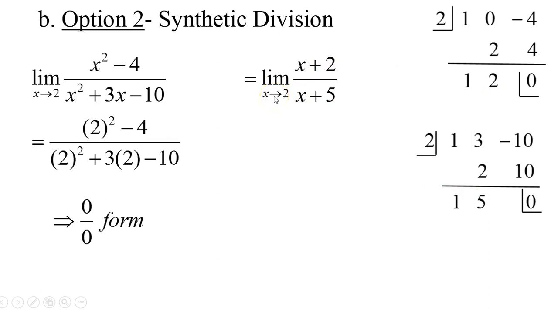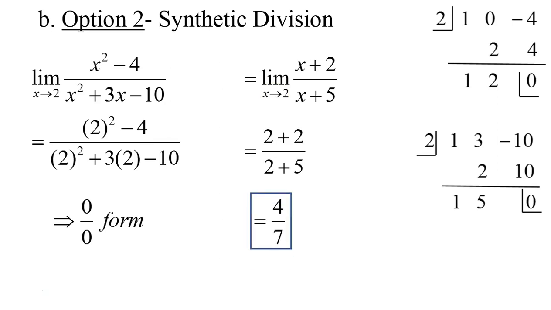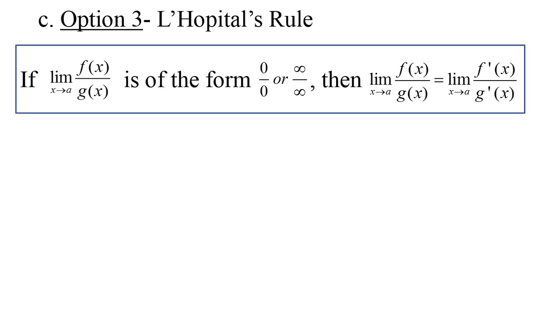Same limit as x approaches 2. Do your direct substitution now, and 4 over 7. And say, whoa, that's the same answer as the last time. Yeah, it's the same problem as the last time. The method you choose to solve the problem is not going to change the answer. So the fact that you got the same answer doing it 2 different methods is probably a good thing.